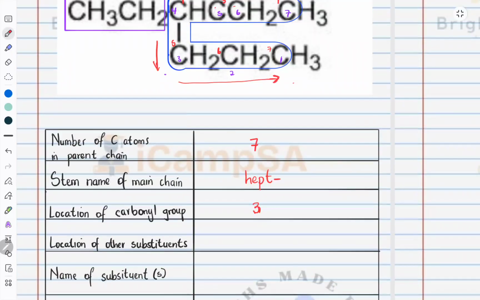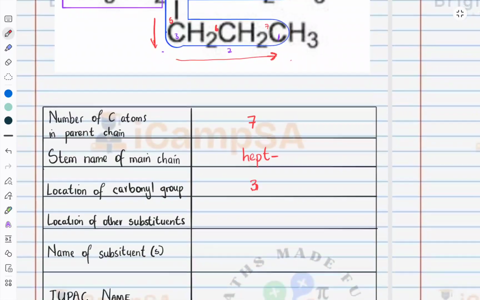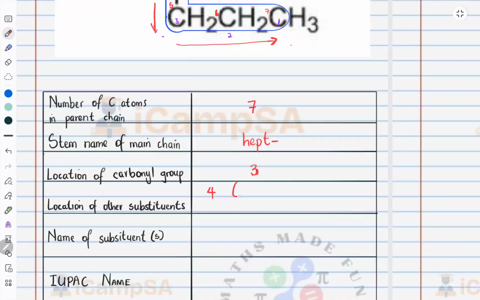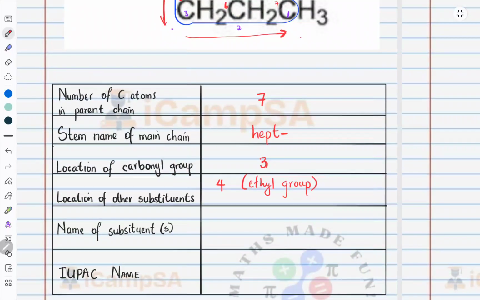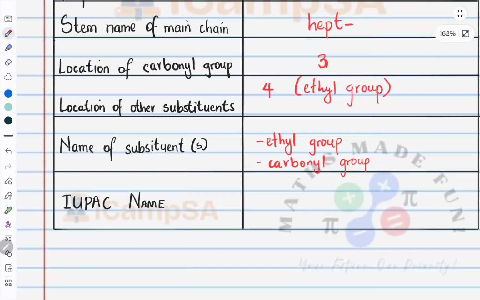Okay, now what is the location of the other substituents? We found the ethyl group in carbon atom number 4. So 4 for the ethyl group. And then now, what is the name of the substituents that we can note here? We have the ethyl group, and also the carbonyl group. The carbonyl group is there because obviously it's a ketone, and the carbonyl group is still a substituent in its own right. So the IUPAC name now, how do we go about that one?